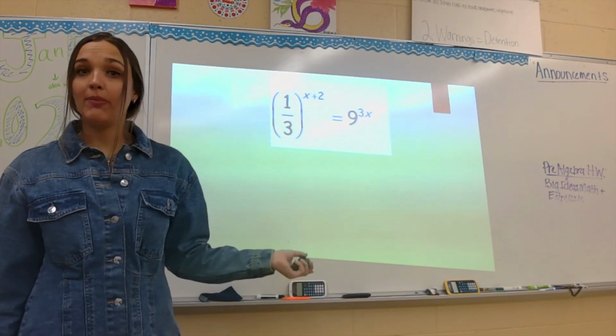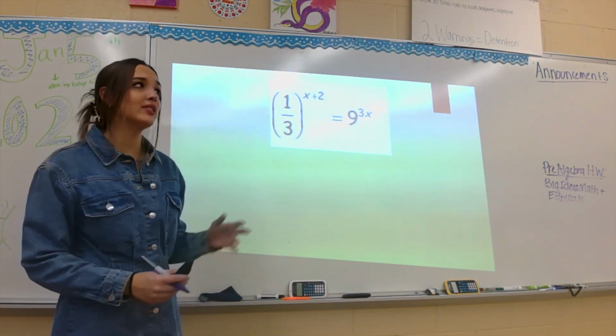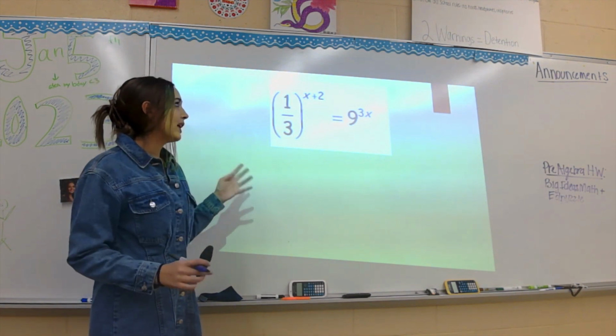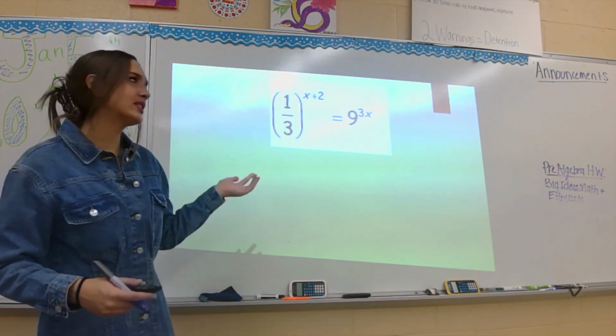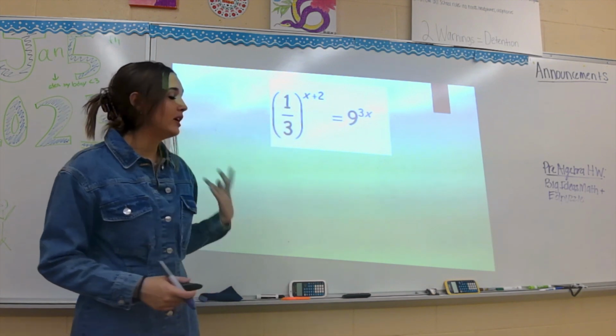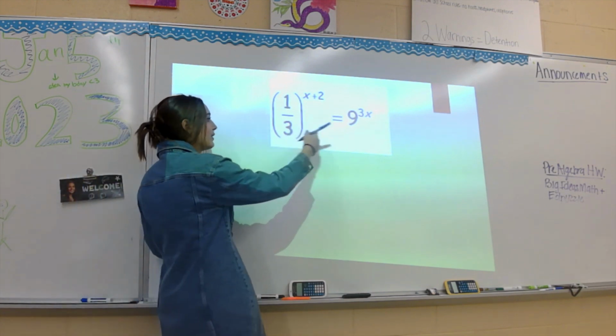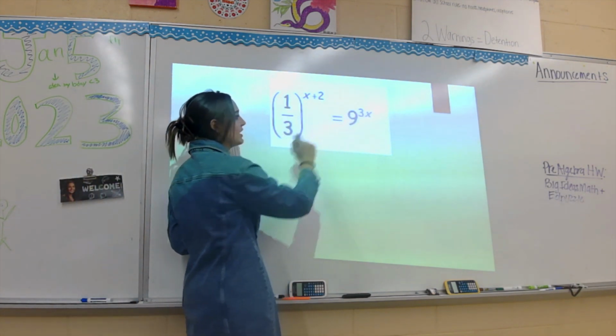Now we have this problem. We have 1/3 to the x plus 2 equals 9 to the 3x. And this might seem a little bit crazy in a sense because we haven't seen a problem with a 1/3, a fractional base raised to an exponent. But once again, what I like to do is look. We're going to look at the denominator and compare it to the 9 here. We have a 3 and a 9.